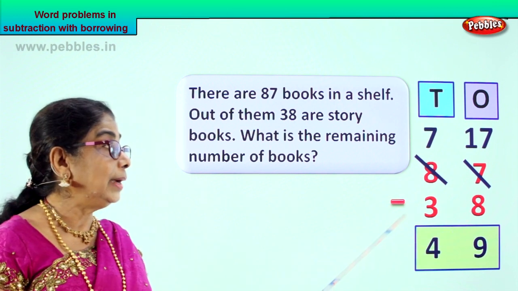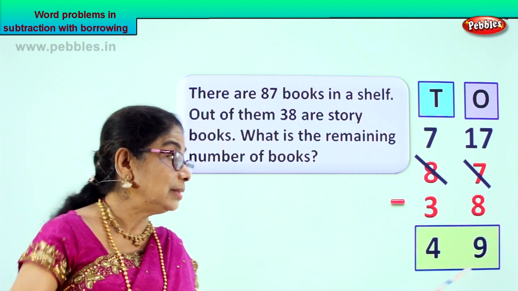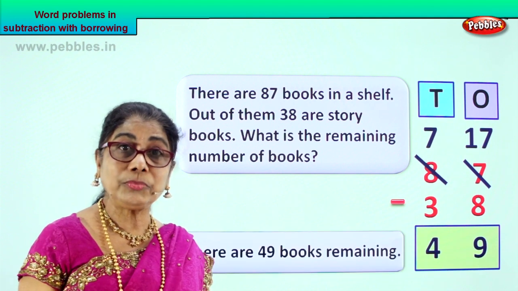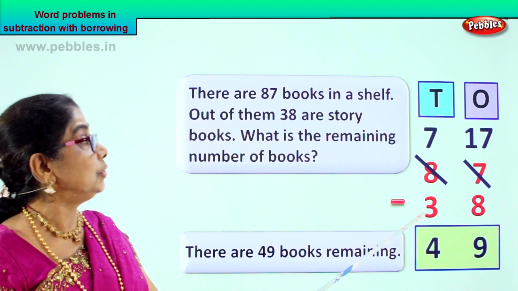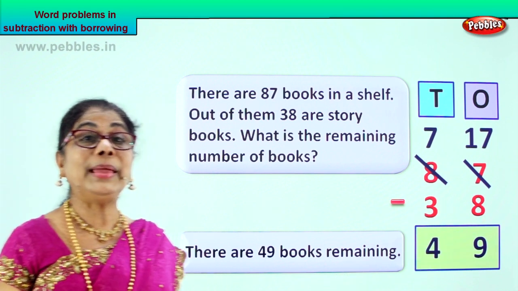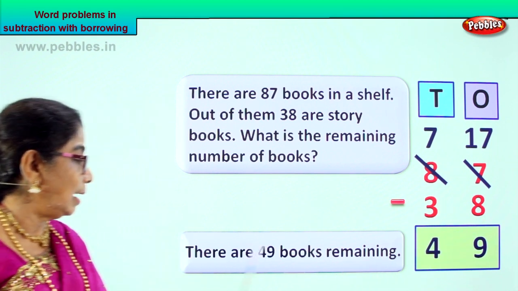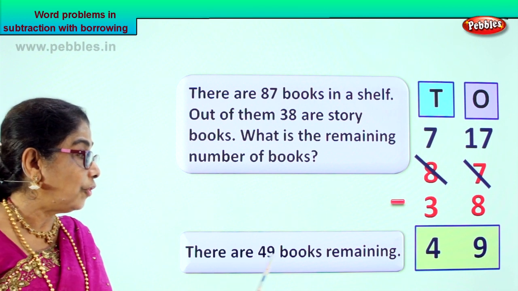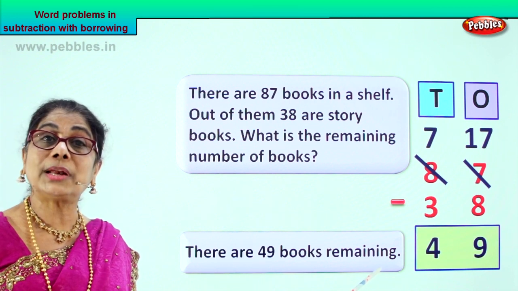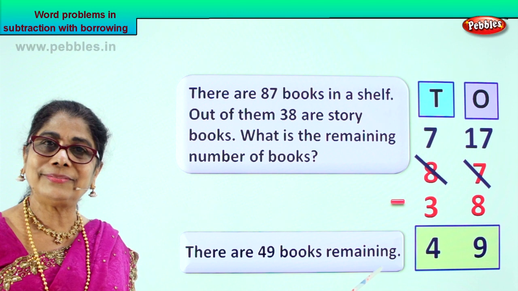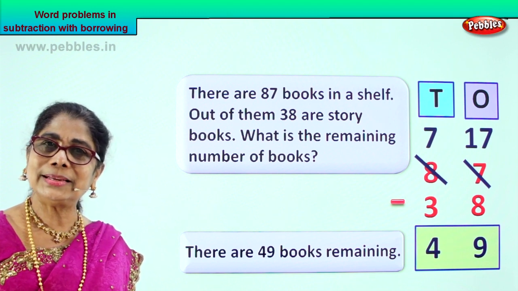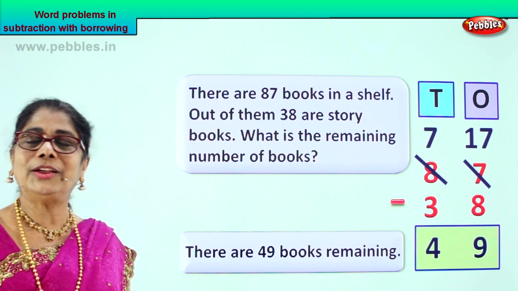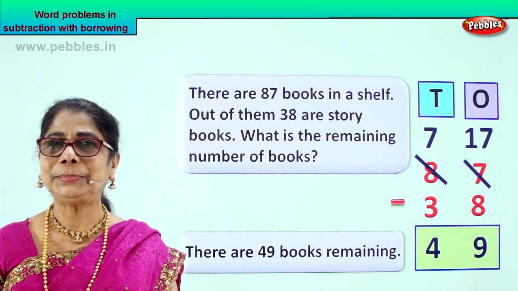87 minus 38, your answer is 49. Total number of books, 87. Number of storybooks, 38. The remaining books, 49. The answer is there are 49 books remaining on the shelf. Did you enjoy borrowing? 2-digit subtraction problem? Good. Shall we go to another sum?